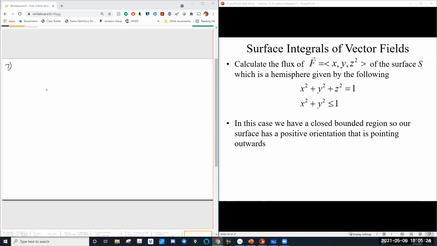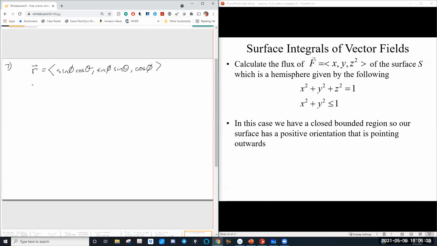So this is going to be one where we definitely want to parameterize. Parameterization of a sphere we talked about last time. The parameterization of a sphere really does come from the conversion formulas. So x is sine phi cosine theta. y is sine phi sine theta. And z is cosine phi.